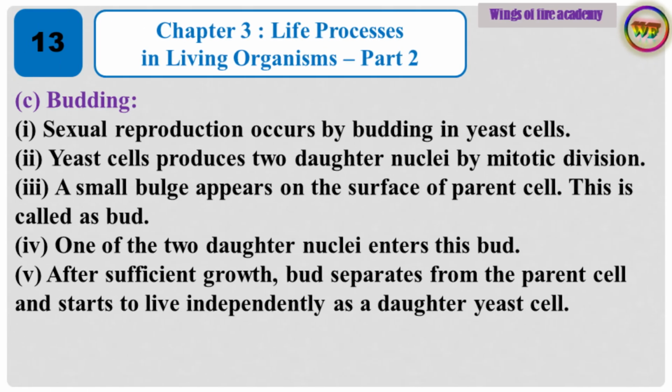Section C. Budding. Point 1. Asexual reproduction occurs by budding in yeast cells. Point 2. Yeast cells produce two daughter nuclei by mitotic division. Point 3. A small bulge appears on the surface of parent cell. This is called as bud. Point 4. One of the two daughter nuclei enters this bud. Point 5. After sufficient growth, bud separates from the parent cell and starts to live independently as a daughter yeast cell.